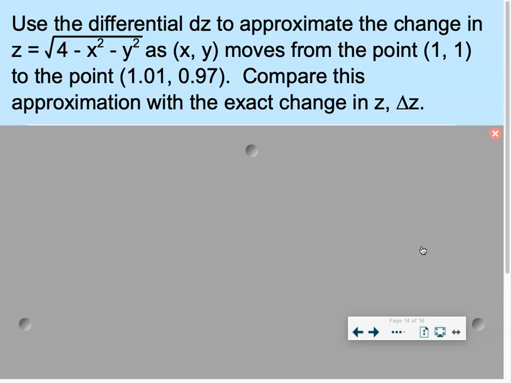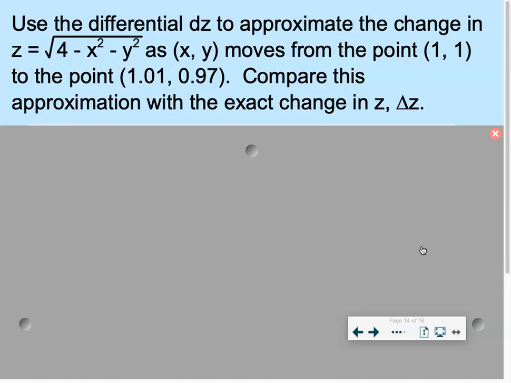Use the differential dz to approximate the change in z, if z is the square root of 4 minus x squared minus y squared. Hey, what shape is this? It's a hemisphere, right? Hey, that's your boy. As xy moves from the point (1, 1) to the point (1.01, 0.97), compare this approximation with the exact change in z, which would be delta z.